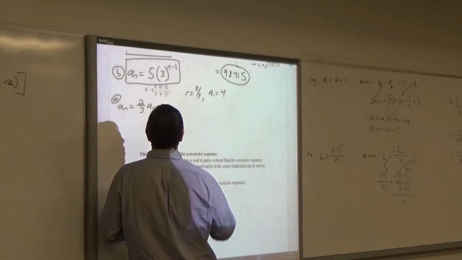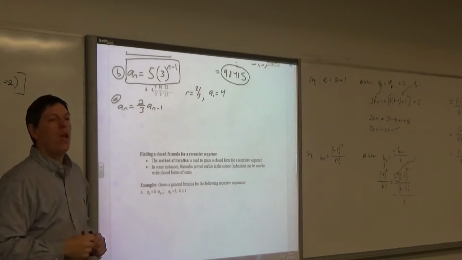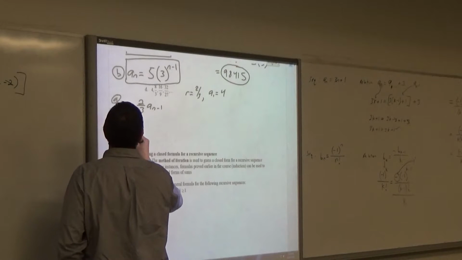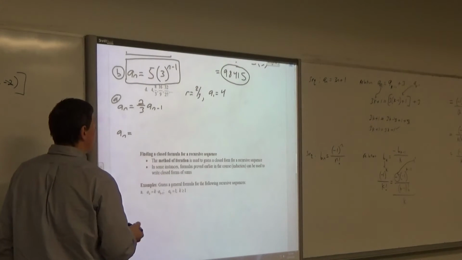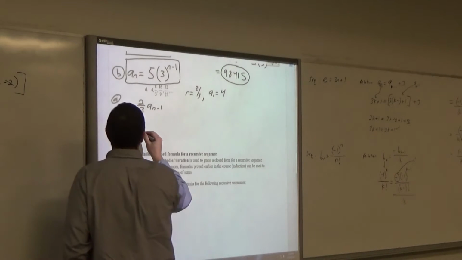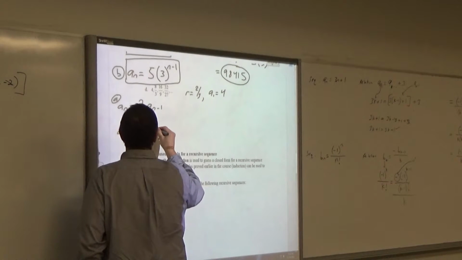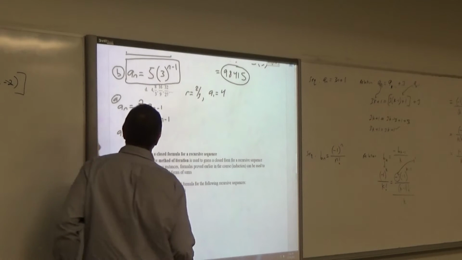Okay. Really easy, right, guys? Not a big deal. If we wanted, though, to be able to write the closed form of this, that might be a bigger deal. So we're just going to go ahead and take the initial value, which is 4, and write that as what? 4 times 2/3 to the n minus 1, right, guys?